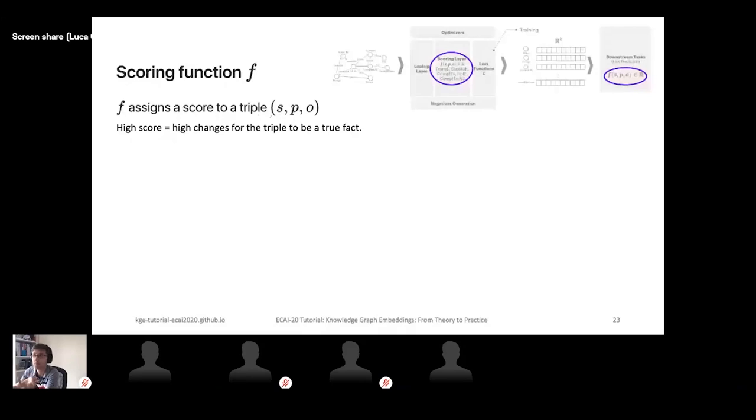It's a differentiable equation that assigns a score to a triple, SPO: subject, predicate, object. This is a fact. For example, George works for ACME. George is the subject, works for is the predicate, and ACME is the object. Now, the role of the scoring function F is to assign a high score to facts which are likely to be true, and low scores to facts, triples, that are likely to be false, that are likely to be negatives.